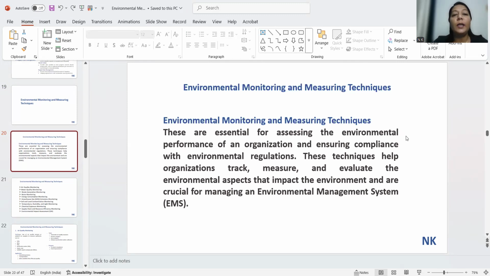These monitoring and measuring techniques are a vital component of environmental management as they provide data necessary for assessing environmental performance, identifying areas for improvement, and ensuring compliance with regulations. By effectively utilizing these tools, organizations can mitigate environmental impacts, ensure compliance, and move towards sustainable business practices.